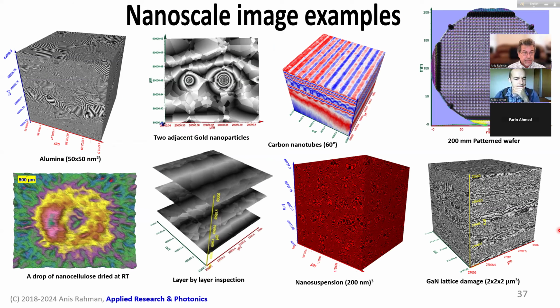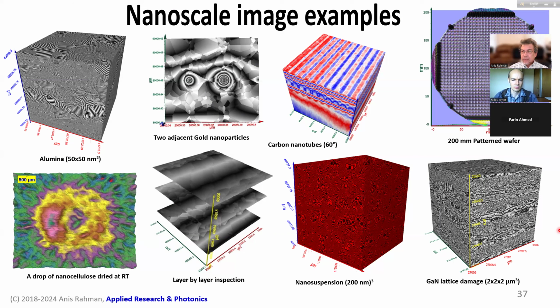On the upper left, alumina, a 50 nanometer by 50 nanometer by 50 nanometer cube. Then the gold nanoparticles, then carbon nanotubes, which are aligned at an angle, because when carbon nanotubes are aligned at an angle, they serve as a filter, a polarization control. All of those things can happen.